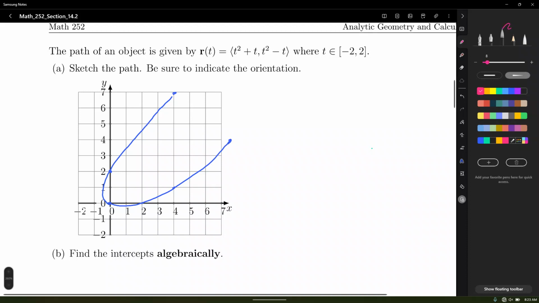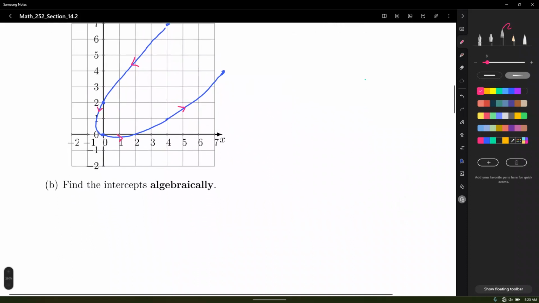But we need to indicate the direction with arrows like this, not the other way around. All right, so that's part A. Okay, part B, find the intercepts algebraically. I mean, clearly you can see that from the graph.